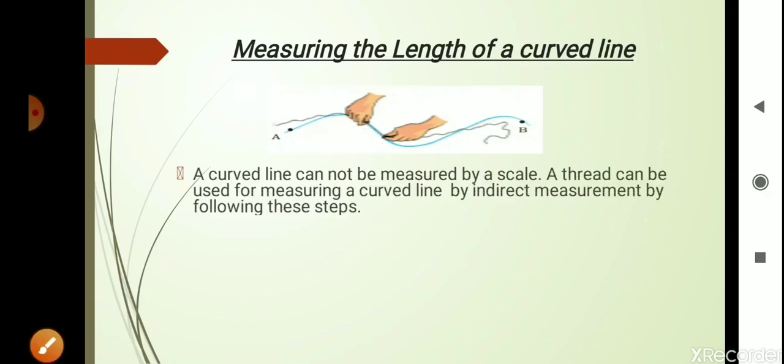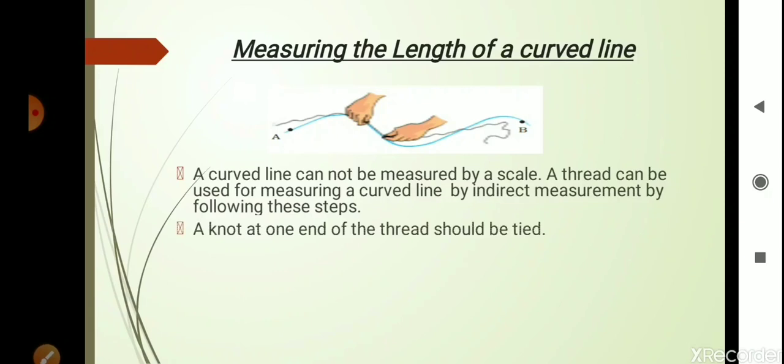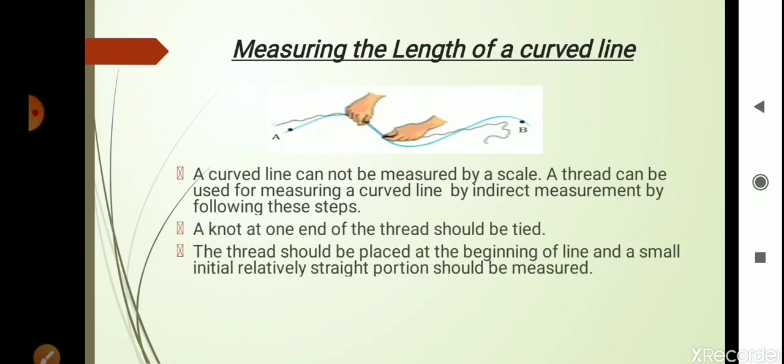This way we can do the indirect measurement of the curved line. So there are certain things that we cannot directly measure and we have to use other techniques like these indirect techniques, as explained, to measure such kinds of lengths.